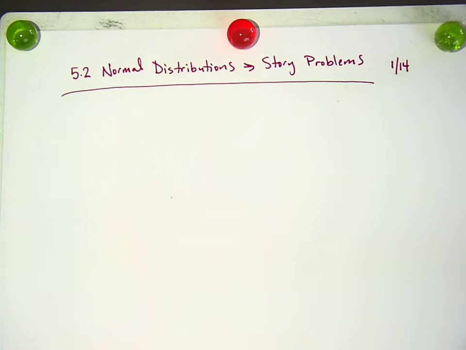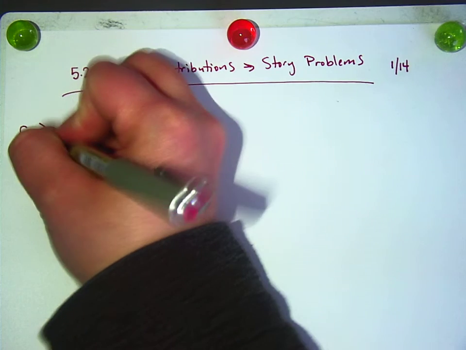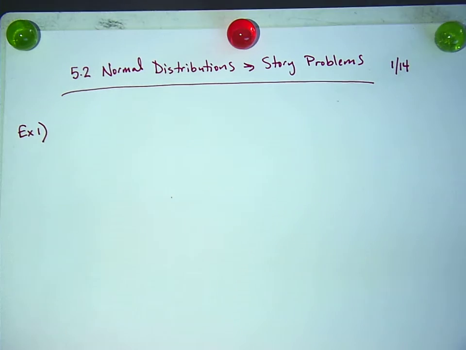So, example 1. Basically what we're going to do here is do maybe 2 problems, where we're talking about examples of story problems, and I'm going to let you work.